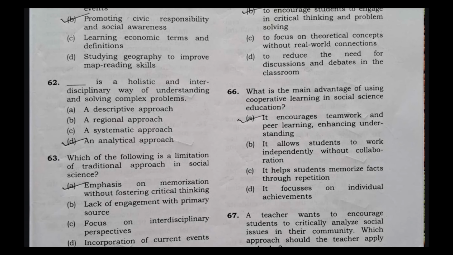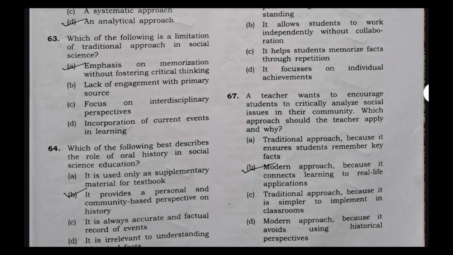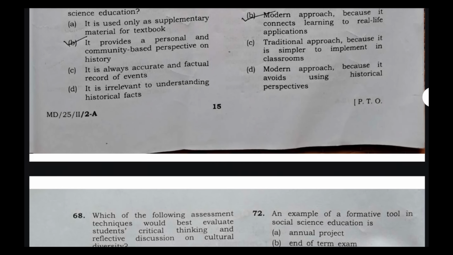66. What is the main advantage of using cooperative learning in social science education? The answer is option A. It encourages teamwork and peer learning, enhancing understanding. 67. A teacher wants to encourage students. The answer is option B, modern approach, because it connects learning to real-life applications.